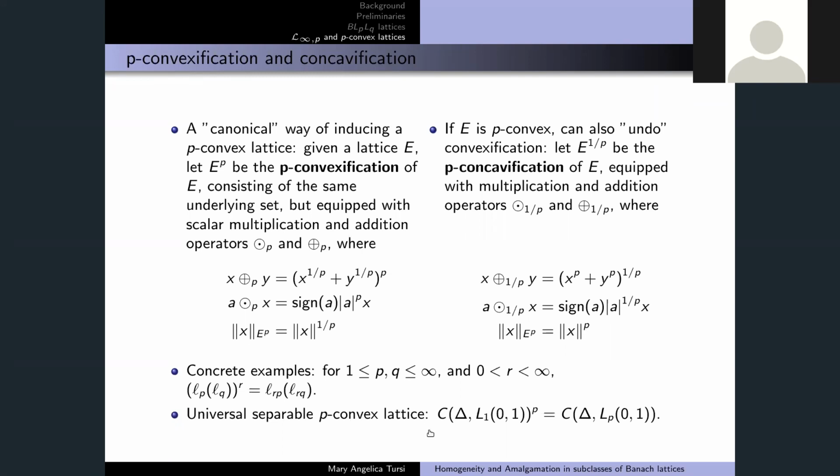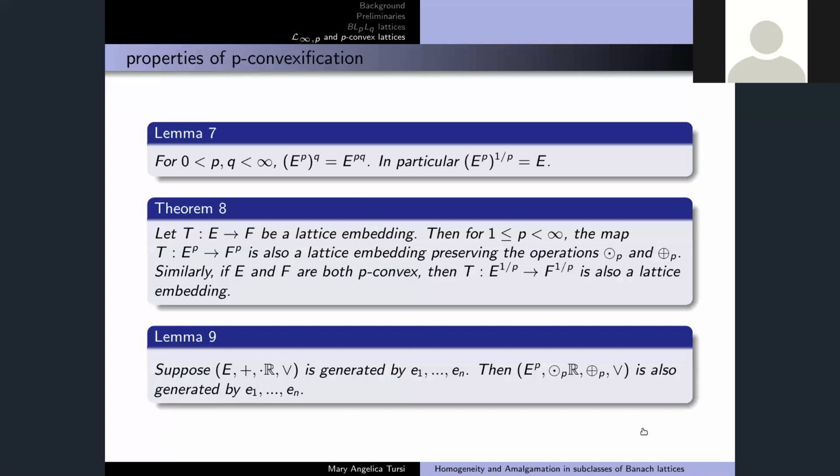So if I take the p-convexification of this C delta of L1 0p, this lattice I'm putting here because it's also separably universal for Banach lattices, I then end up with C delta LP of 0, 1. I have a few minutes, so I'll just be really quick now. But basically, this p-convexification works as expected.